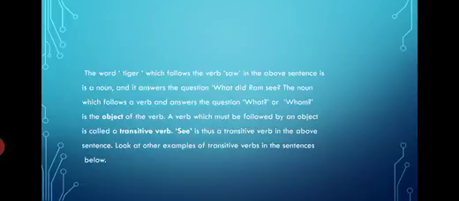Ram saw a tiger. Or what did Ram see? Ram saw some person. When we make a question with what and whom, then we get an object. That type of verb is called a transitive verb. Here, the verb see is getting an object like tiger, so it is called a transitive verb. See is a transitive verb in the above sentence. Look at other examples of transitive verbs in the sentences below. Some other sentences are here with transitive verbs. Let us see what they are.